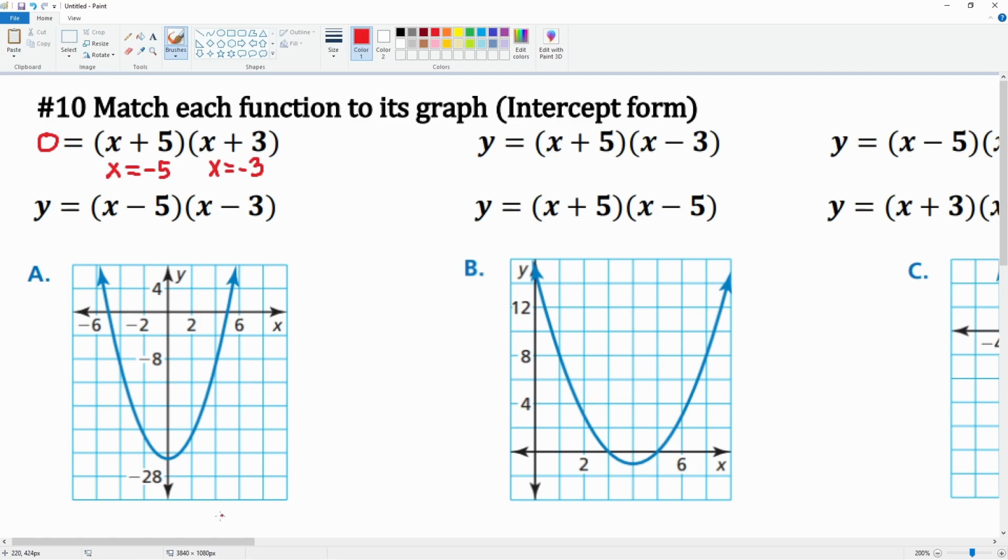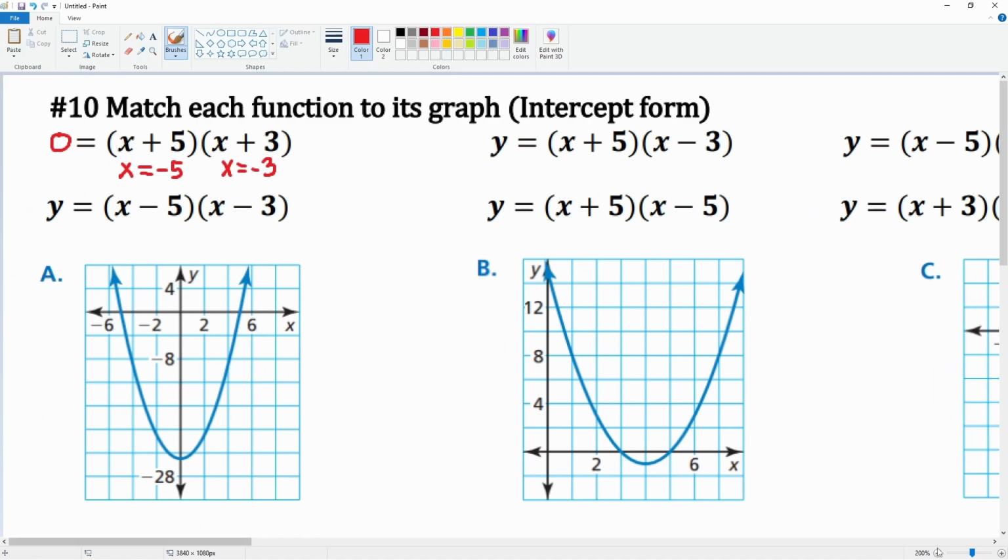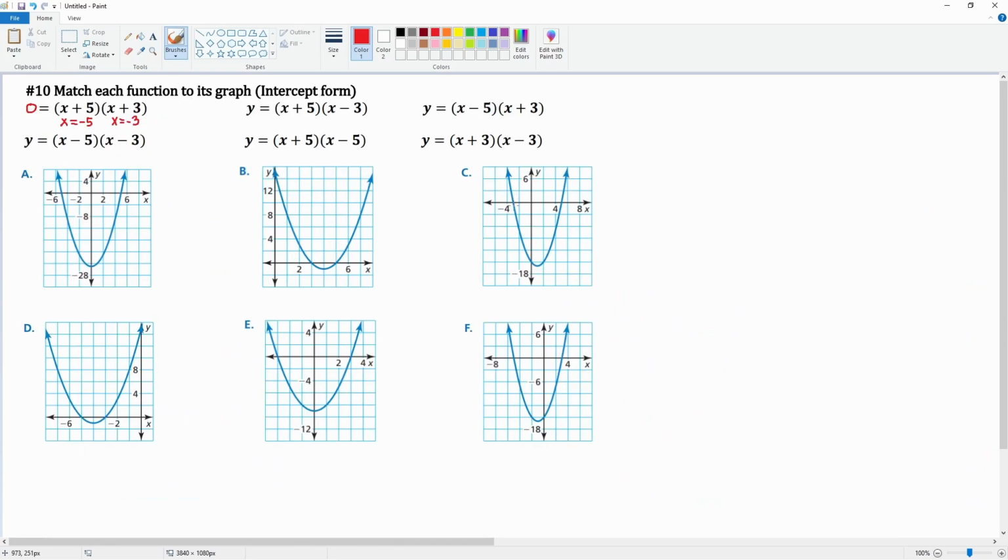So let's see which one that matches up with. -2, -4, ooh, that looks like a good one. Oh, but that's not at -3. So let's see. Which one else? Here, -5, -3. Nope, -5 and -3. Perfect, it's this one. Okay, so it would be this one right here. Y is equal to x plus 5 and x plus 3, right?